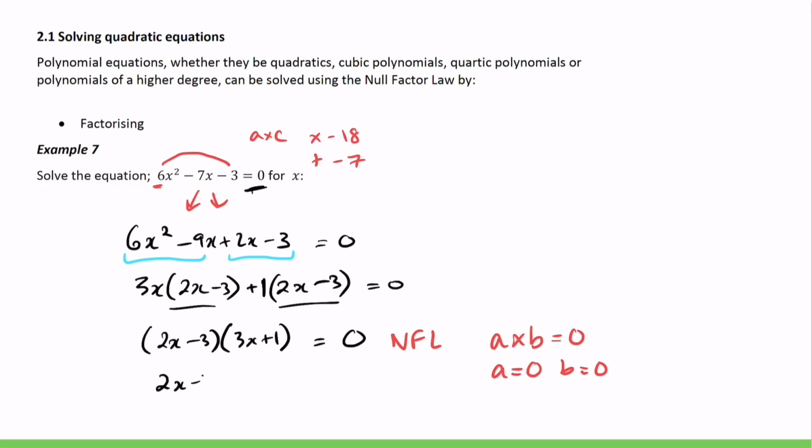So that's 2x minus 3 equals 0, 3x plus 1 is equal to 0, and then what we can do is solve for x. So I'm going to take the 3 over and divide by 2, and I'm going to take the 1 over and divide by 3. So my two values will be 3 on 2 and negative 1/3.